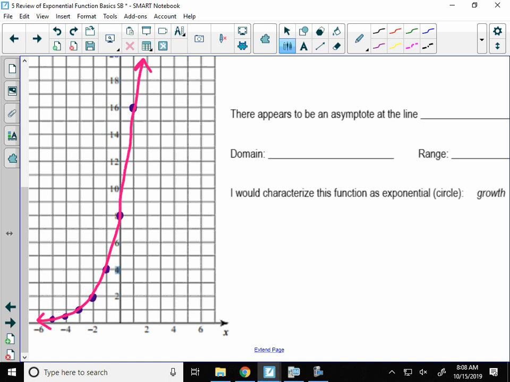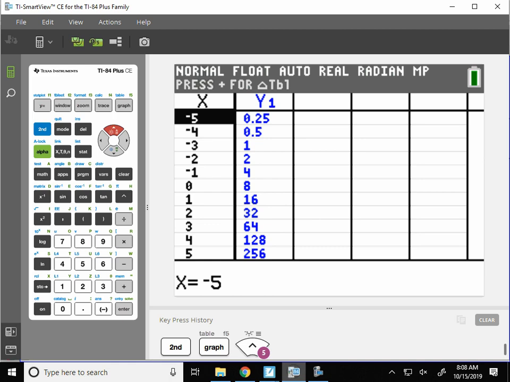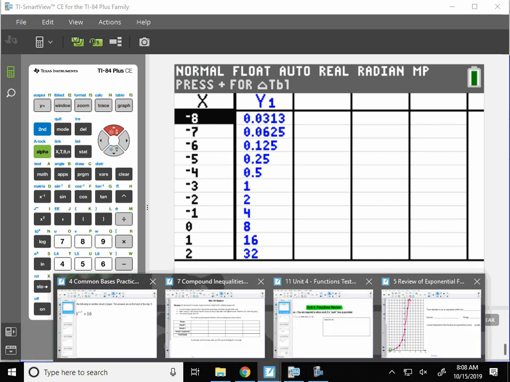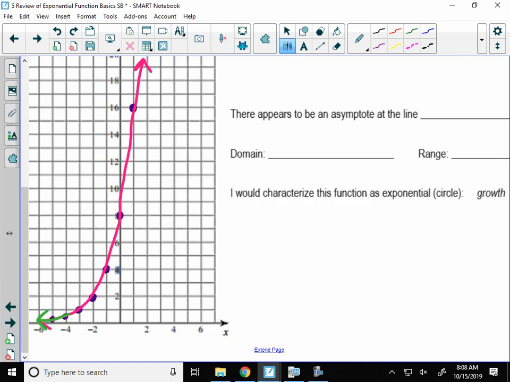So let's answer a couple questions. We've talked about asymptotes before. Remember, an asymptote is a line that the graph approaches but never reaches. Notice that this arrow on the bottom, if I look at my table on my calculator, I notice those y values, 0.25, 0.125, 0.0625, they get really, really small. But they're not actually getting to 0. You can kind of see that trend here when I look at the graph. It's getting really close to the x-axis, but not quite getting there. So there is my asymptote.